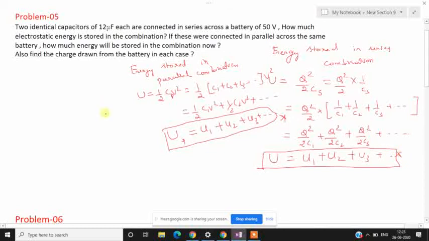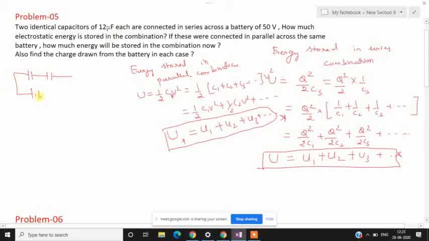Now can you do this numerical? Two identical capacitors, 12 μF each, are connected in series. 12 μF and 12 μF are connected in series to a 50 volt battery.